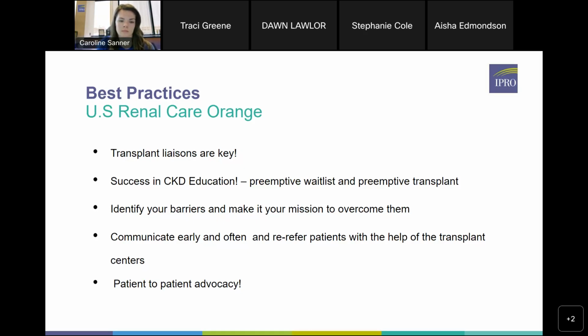And also the patient-to-patient advocacy. So make it a mission to find 1 or 2 patients in your center that would be willing to be an advocate to patients that you need to refer.